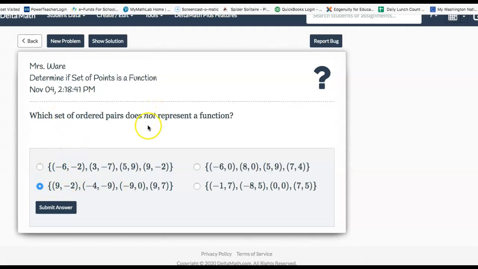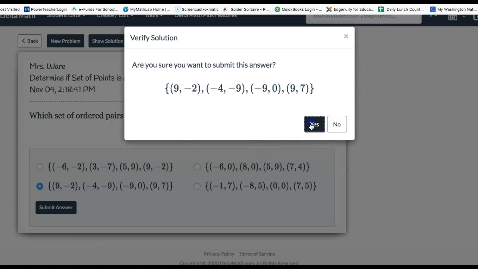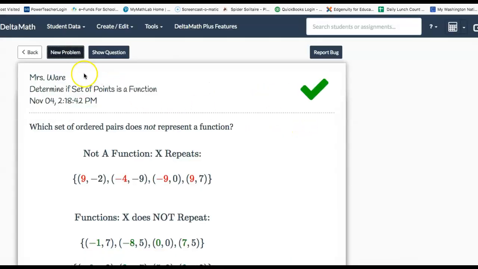And we're supposed to pick which one is not a function. -1, -8, 0, and 7. Those all are different, so they all have one output. Now, it's okay here that -8 goes to 5 and 7 also goes to 5. Two different x's can go to the same y, and that's not a problem. So I'm going to submit my answer, and I'm going to get a green check mark.